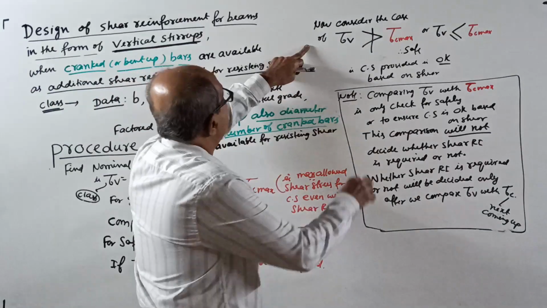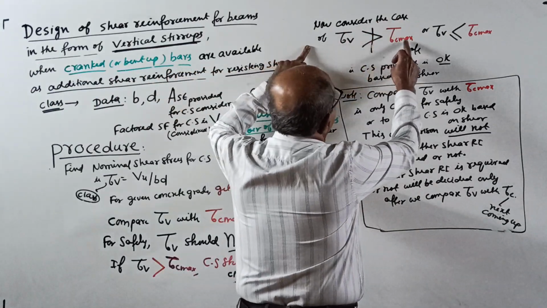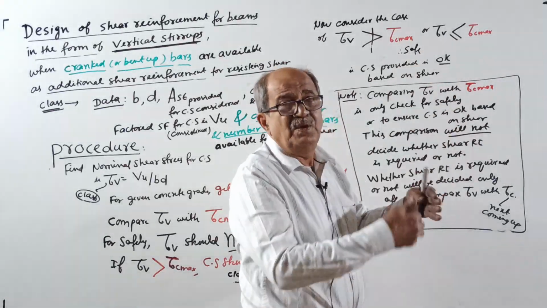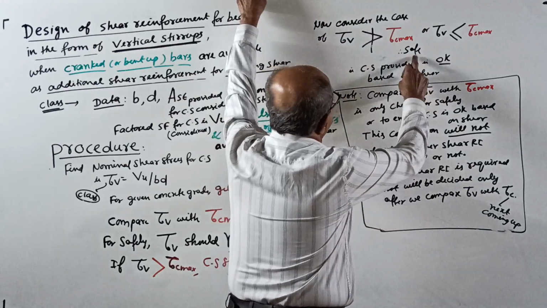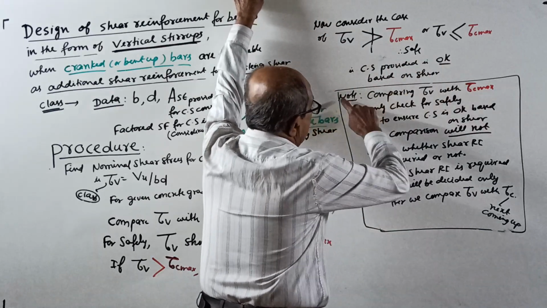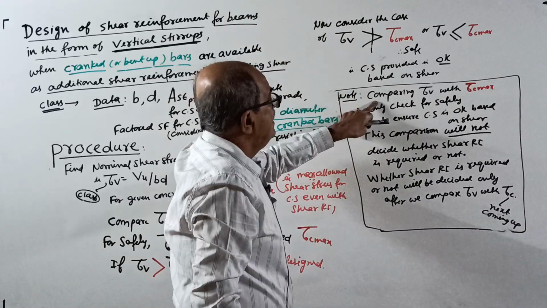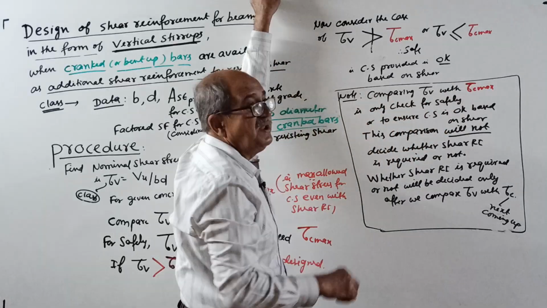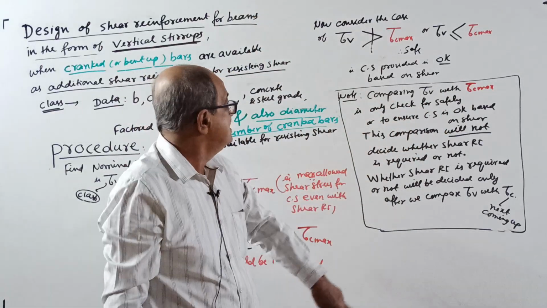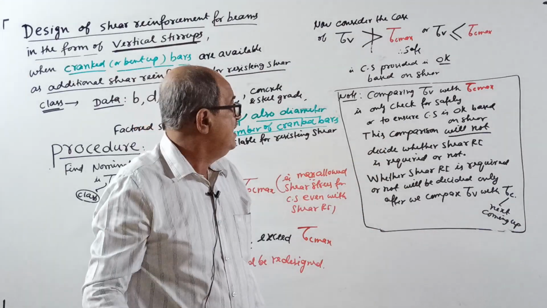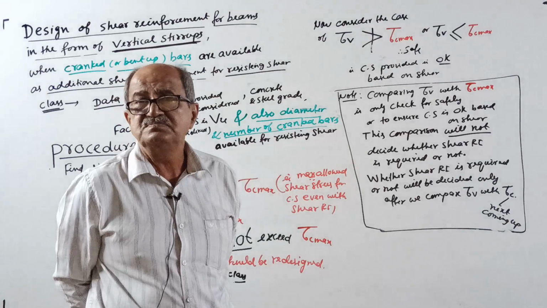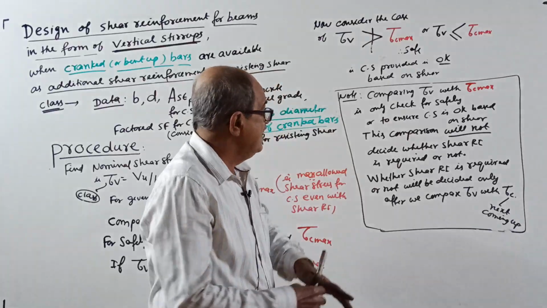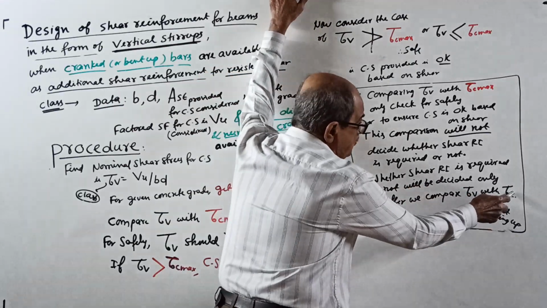Now consider the case of tau v not more than tau c max. Means what? Shear stress is within the limit. Okay. Proceed further. Safe. The cross section provided is okay based on shear. One powerful note I told you. Comparing tau v with tau c maximum is only a check for safety, or permission to proceed further. This comparison will not tell whether shear reinforcement is required or not. Whether shear reinforcement is required or not will be decided only after you compare tau v with tau c. Tau c is coming up next.